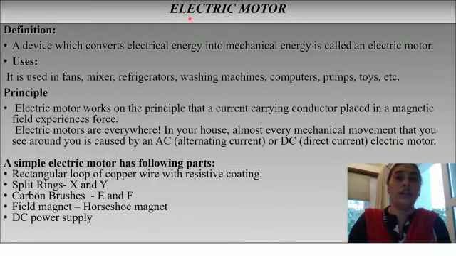We shall now begin with the construction and working of the electric motor. Let us first see the definition. A device which converts electrical energy into mechanical energy is called an electric motor. So here we find that the energy conversion that is taking place is electrical to mechanical.